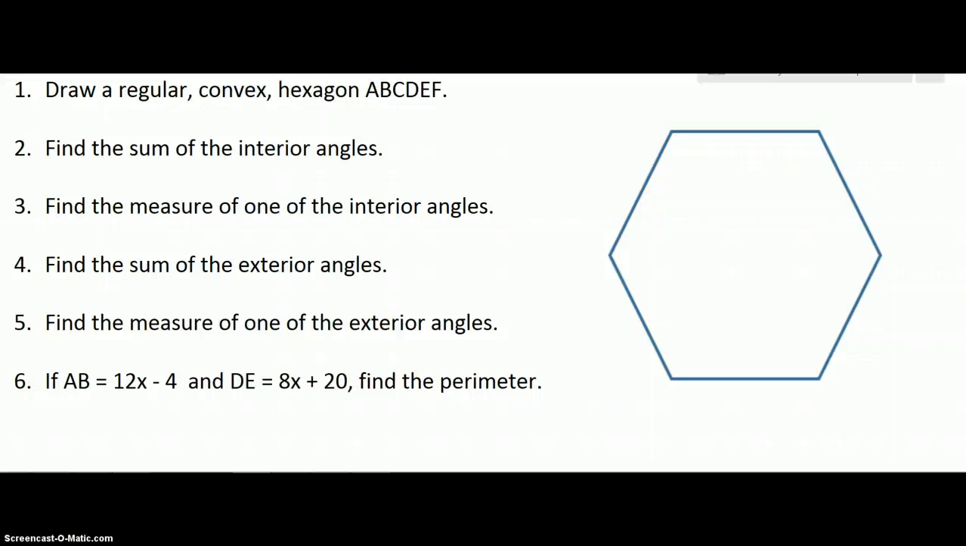To draw a regular hexagon that is convex, we're going to label it A, B, C, D, E, F. It does not matter what order you label them in. Those are your vertices of the polygon.